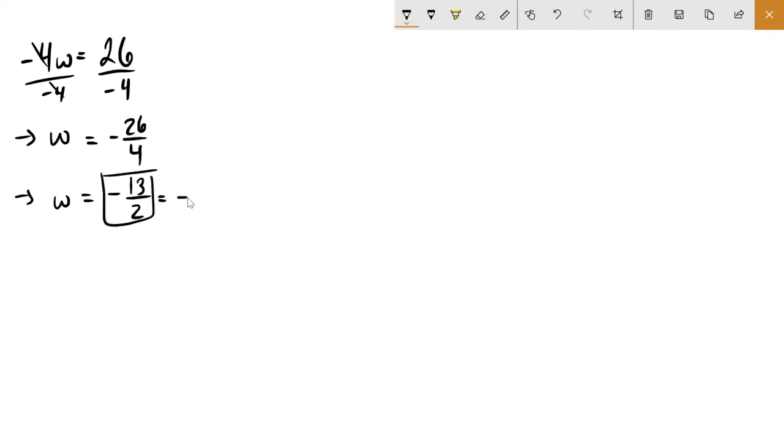And then if you had to do a mixed fraction, 2 goes into 13 6 times with 1 left over. Okay. So if I specifically ask you, or a quiz specifically asks you to provide your answers as fractions, you still do the same process, divide by 4. But if this number is not divisible by 4, you need to leave it as a fraction. Reduce it, and then if you need to, you can convert it to a mixed number.